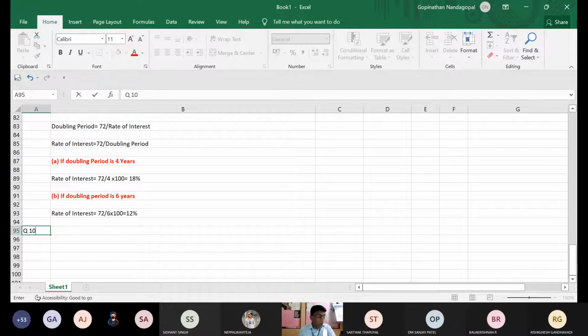Now we go to problem number 10, where we are going to apply rule number 69. Again, I'm telling you, just like rule number 72, rule 69 is also there. However, rule of 72 comes in handy in the case of non-continuous or simple compounding interest. So now most people don't use rule of 69, they use rule of 72.